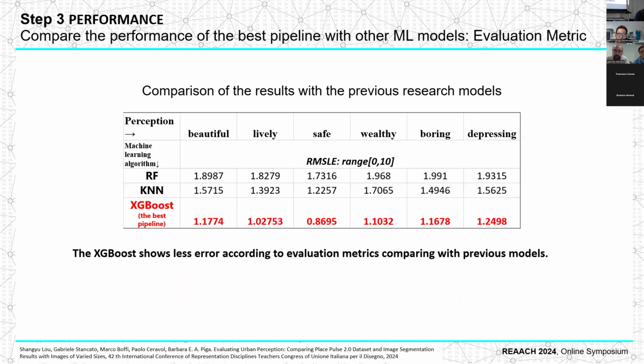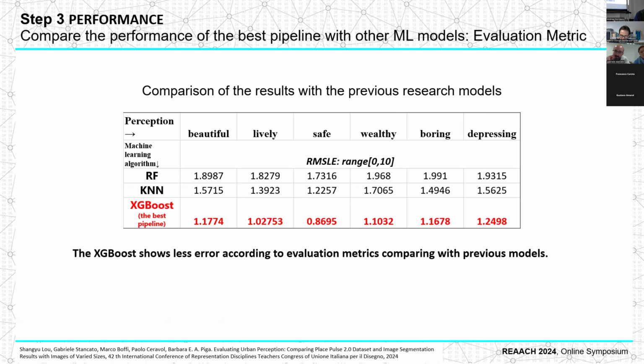Then, in the next step, we wanted to compare the best option, XGBoost, with more traditional algorithms that are used in previous publications, such as random forest and k-nearest neighbors. And we discovered that also in this case, XGBoost is much more efficient on all the six perception variables compared to the other algorithms.